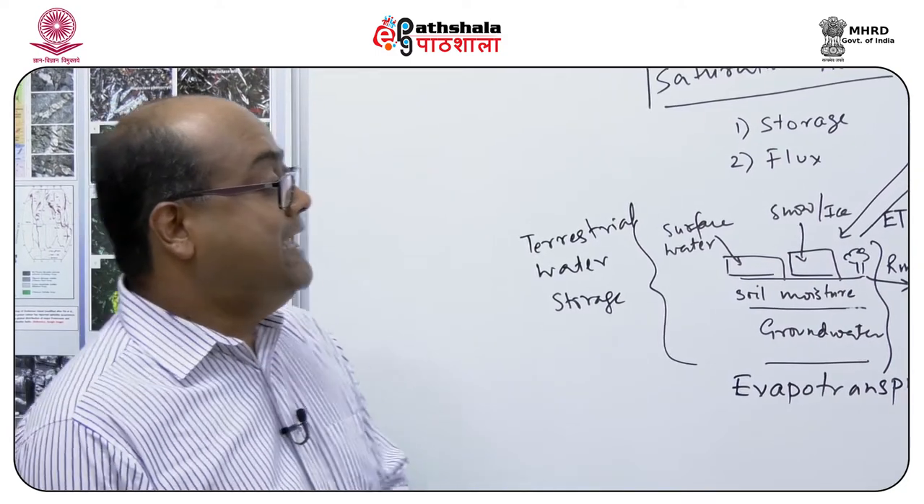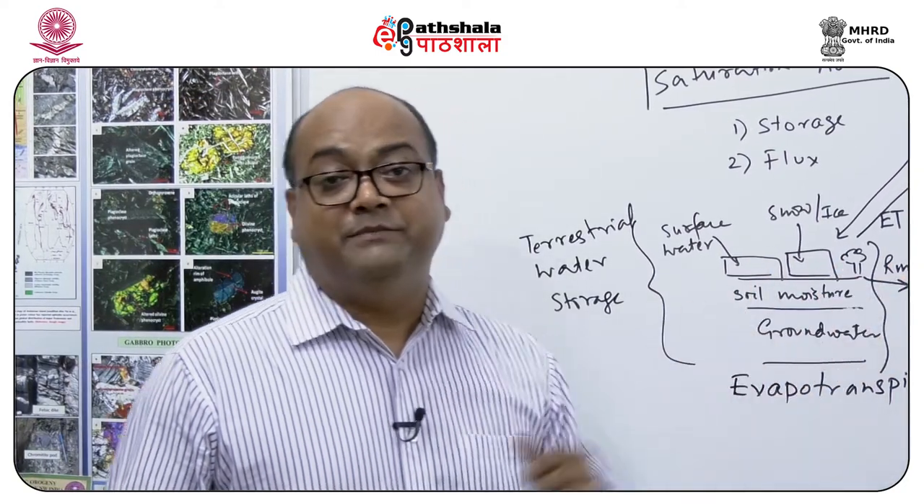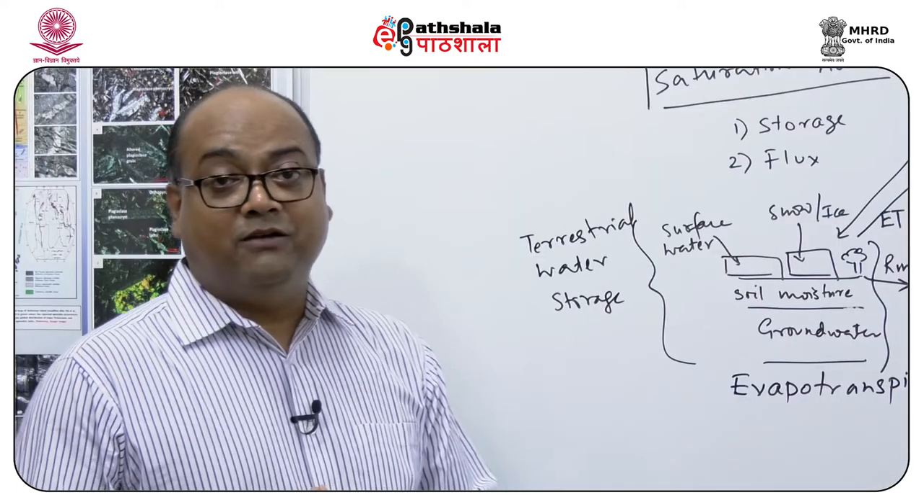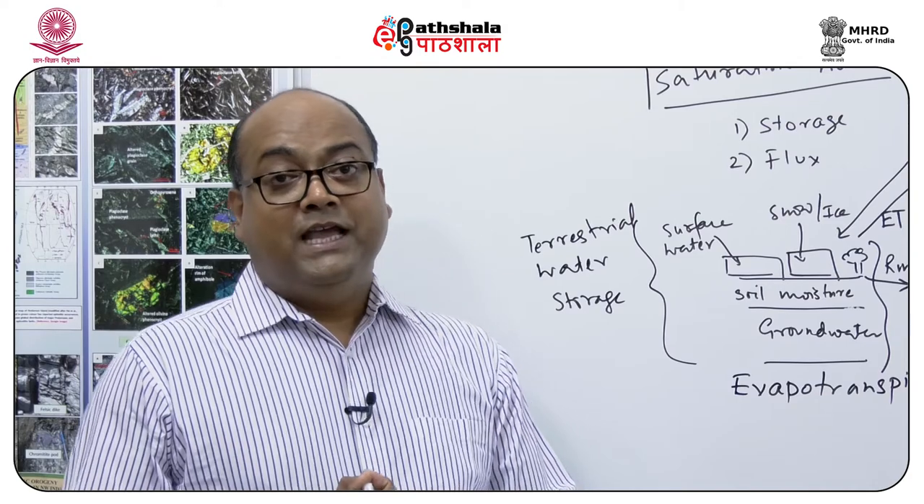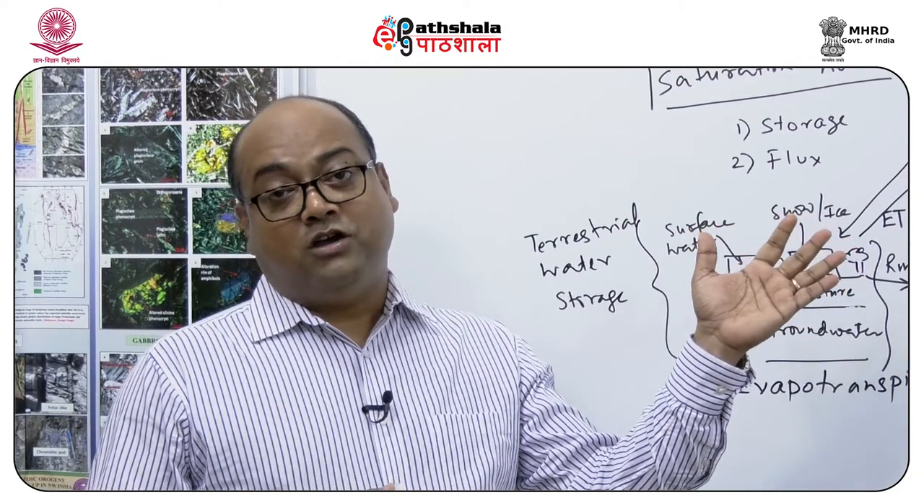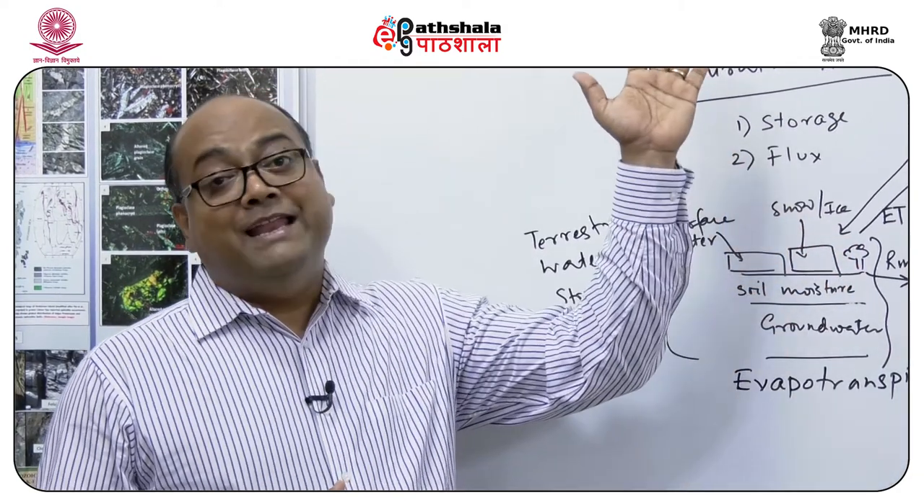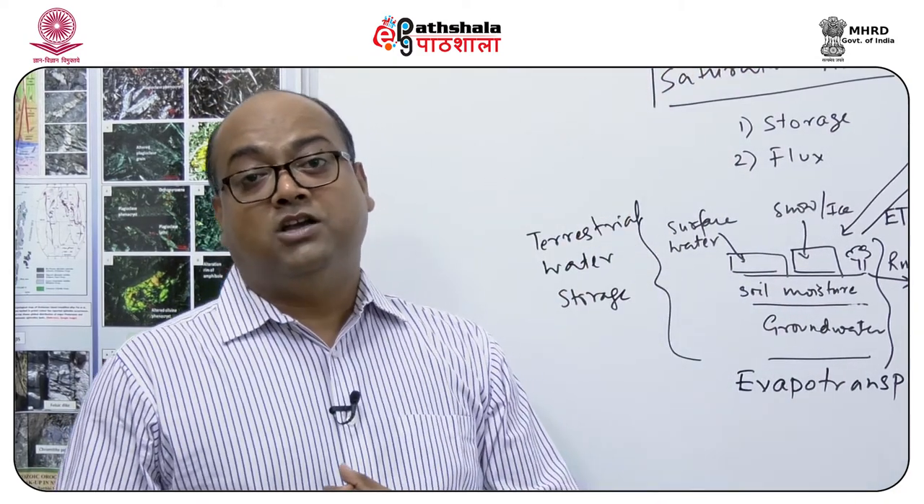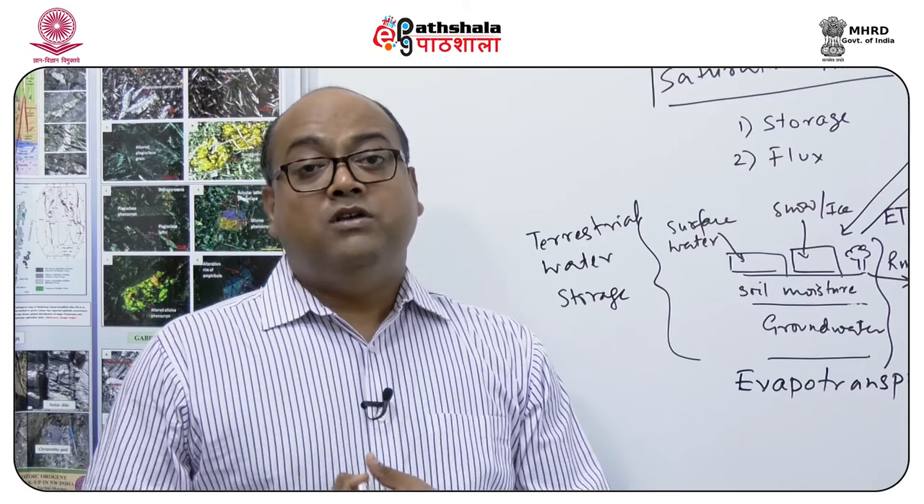Now I come to the second component, which is known as precipitation. Precipitation is a very common phenomenon we encounter in our daily lives. Now, when does this precipitation occur? As I said, when the relative humidity exceeds 100%, the vapor starts condensing. Now, how does it occur?